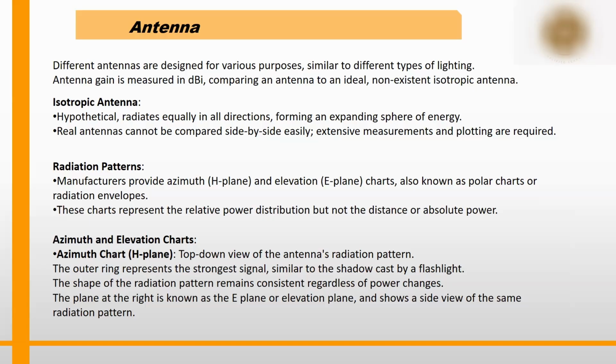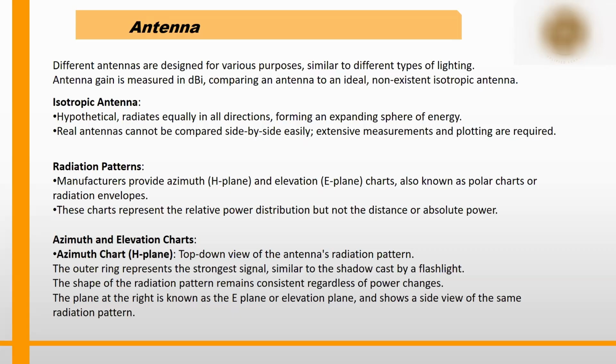For radiation patterns, manufacturers provide azimuth charts. The azimuth is the H plane and the elevation is the E plane; these are also known as polar charts. We'll be looking at those charts in a bit. Azimuth and elevation charts give a top-down view of the antenna radiation pattern. The outer ring represents the strongest signal, similar to the shadow cast by a flashlight. The shape of the radiation pattern remains consistent regardless of power changes.